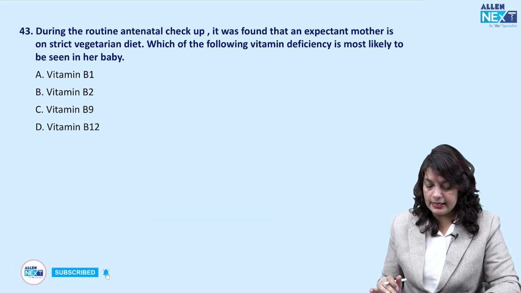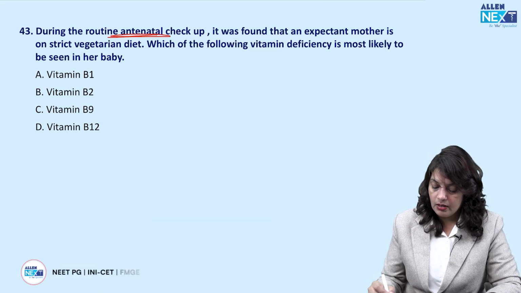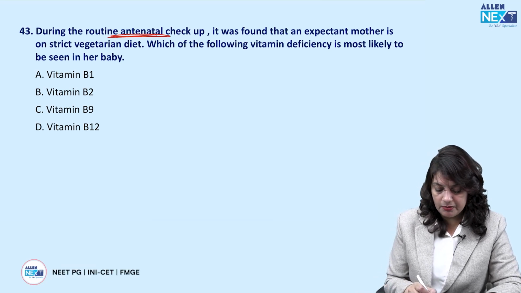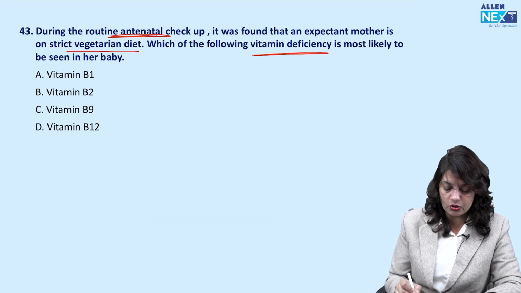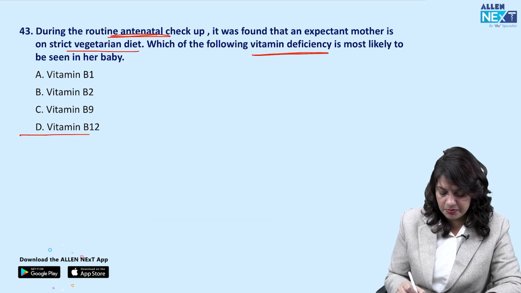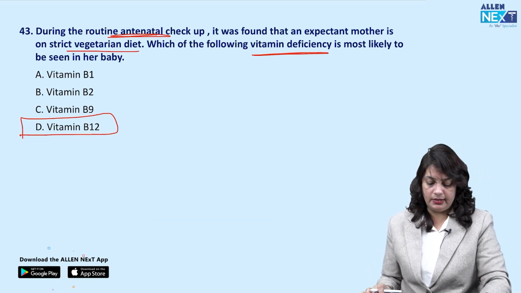During the routine antenatal checkup, it was found that the expectant mother is on a strict vegetarian diet. Which vitamin deficiency is most likely to be seen? It is vitamin B12 deficiency.